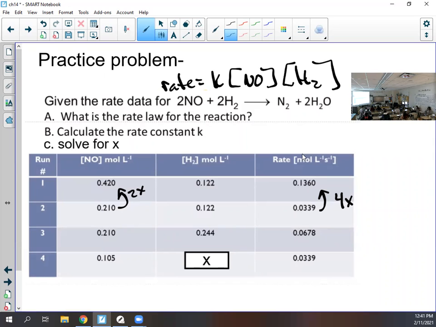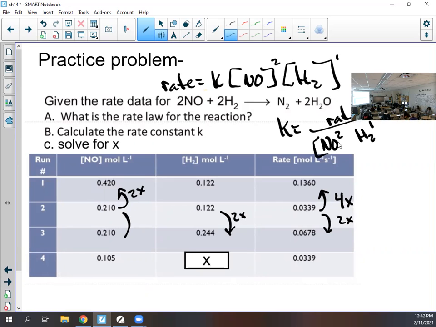So how does a 2 become a 4? You square it. So that was for NO, because that's the one that was changing, correct? All right, now here's the same, and going down this time like 2x, correct? And what do I do here? 2x, that's just an exponent of 1. All right, so then I can solve for k. K equals the rate divided by NO squared and H2 to the first. We okay with that?